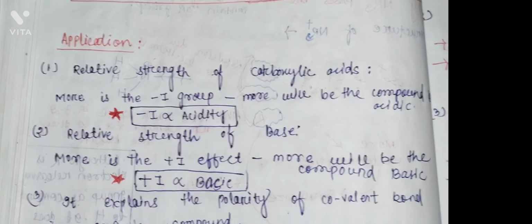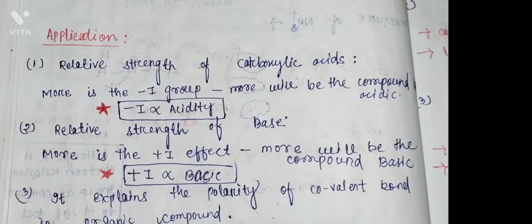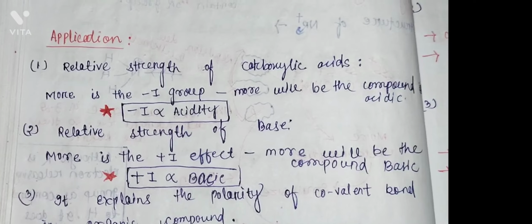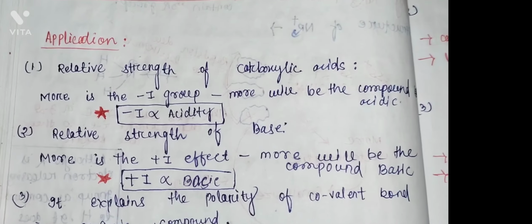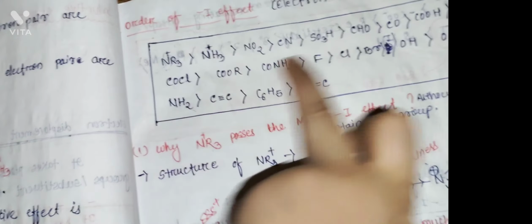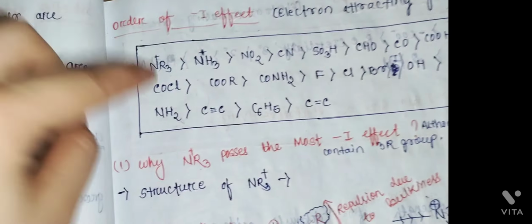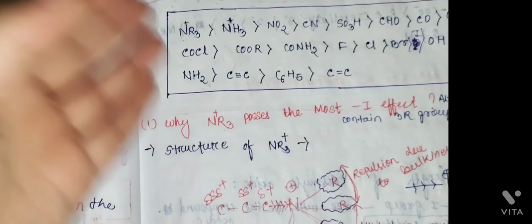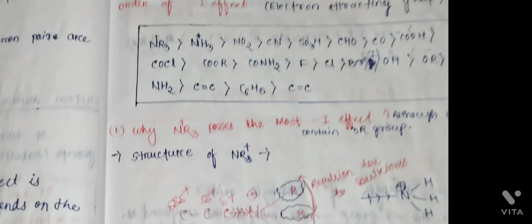Applications. First application is relative strength of carboxylic acid. We can calculate the relative strength of carboxylic acid by the application of inductive effect. How? The more the minus I group, the more acidic the compound is. If a compound contains this group, then you should know that it is acidic in nature. You should also follow the order, so you can compare which is more acidic and which is less acidic.